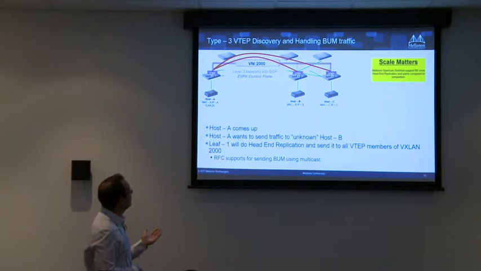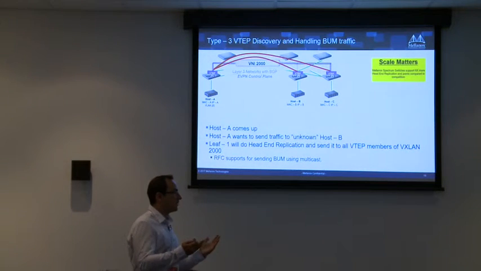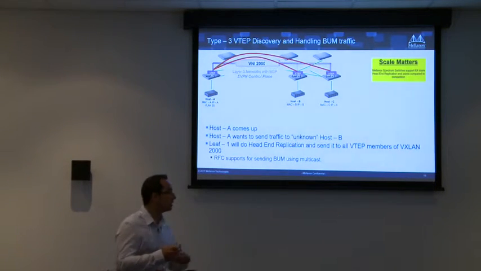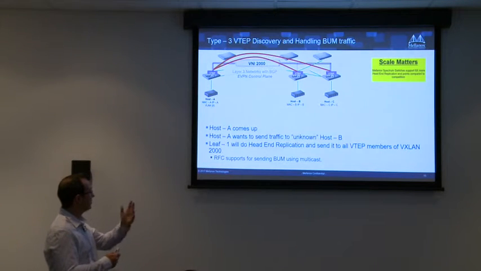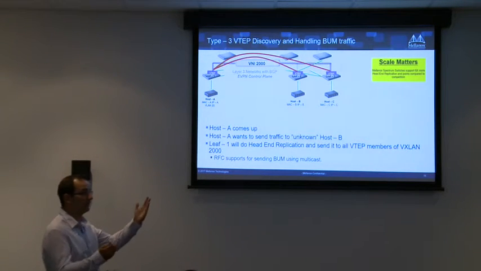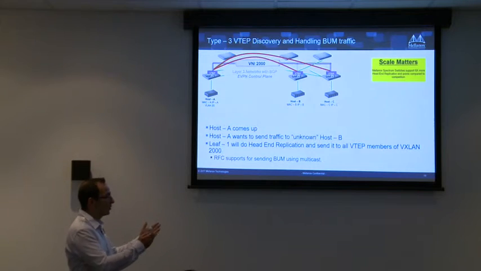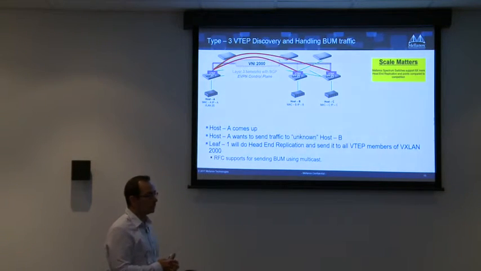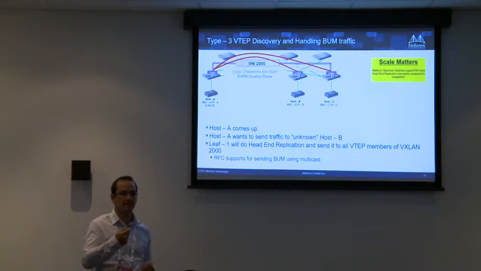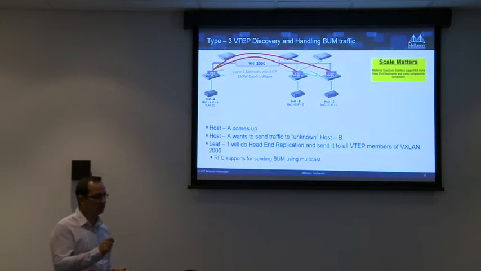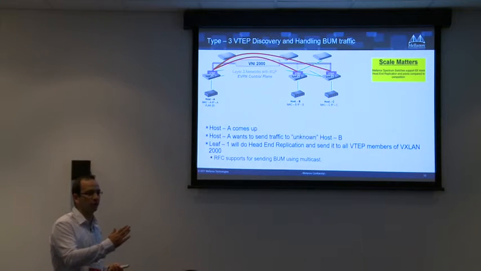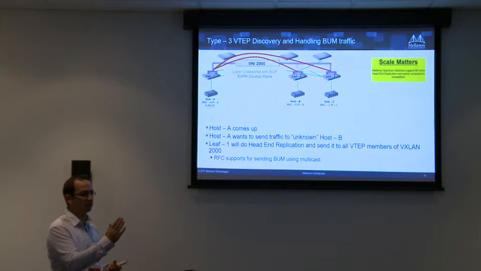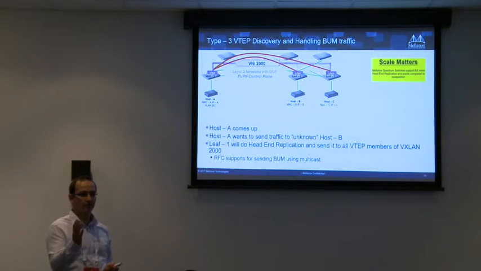Route type 3 is about what happens where there is BUM traffic, right? A comes up and sends traffic to an unknown host B, okay? So now it doesn't know where exactly to go. An operation called head-end replication is done by the silicon itself, okay? It replicates the packets to all the VTEPs that are relevant for this VNI. When I say VTEPs, by the way, you can replace VTEP with top of racks.